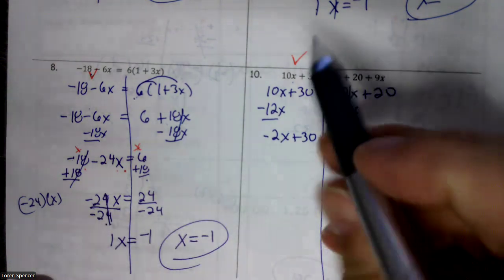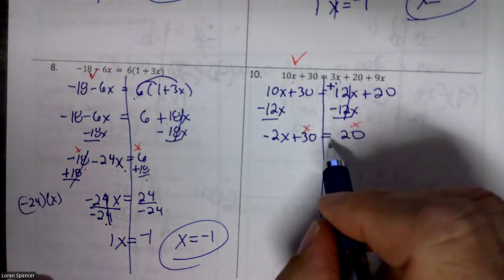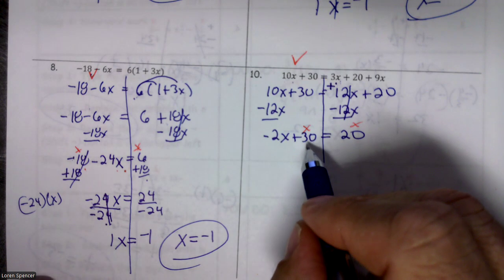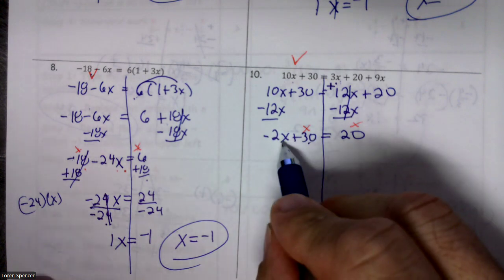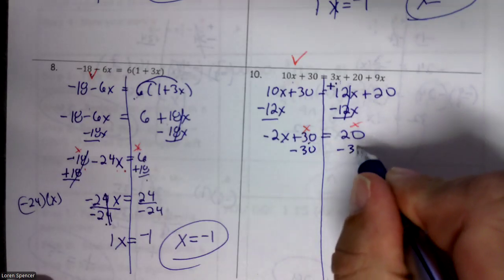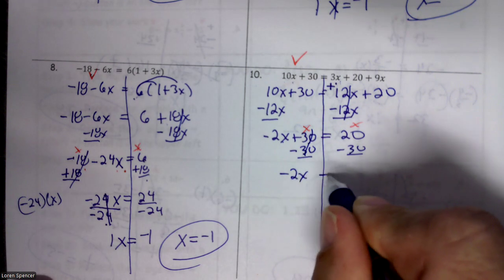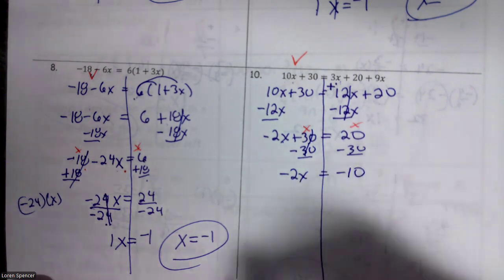All right, we have two constants. We have a 30 and a 20. The goal is to get the variable by itself, so I have to move this 30 away from the variable. Well, this is a plus 30, so I'm going to do the opposite, which is a minus 30. So now I have negative 2x equals negative 10.